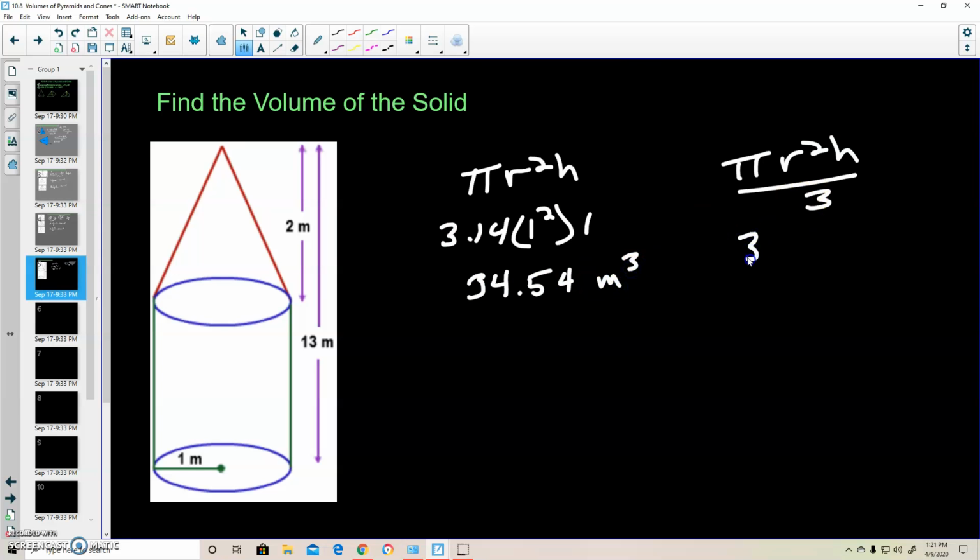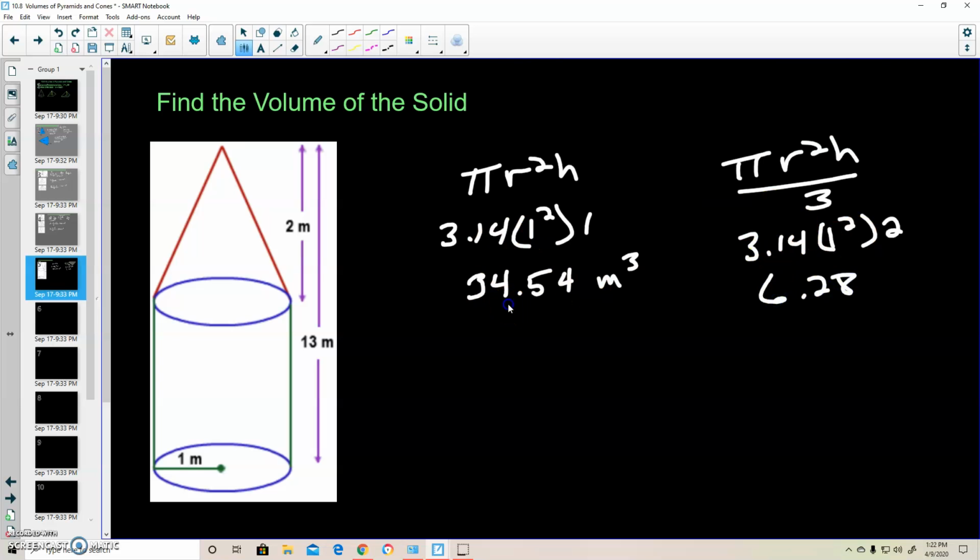Now let's do this one, 3.14. Now the radius is the same, 1 squared, and the height is 2. That's just going to give me 2 times 1 is just 2. 1 squared is just 1, remember. And then that's going to give me 6.28.